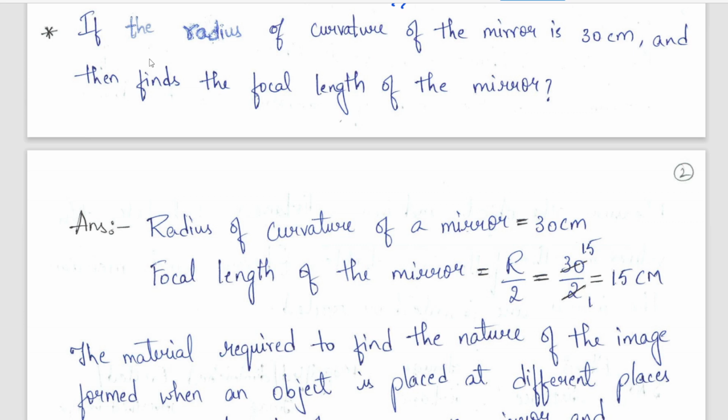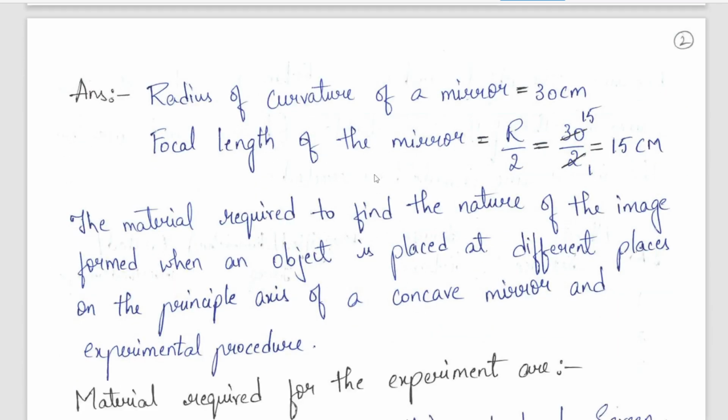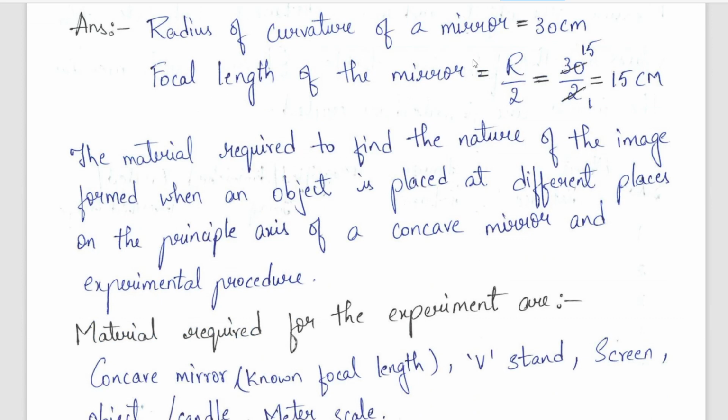Let me read out the question for you. If the radius of curvature of a mirror is 30 centimeters, then find the focal length of the mirror. So he has given us the radius of curvature of the mirror, right? It is 30 centimeters. So firstly we will write the radius of curvature of a mirror is 30 centimeters. Then we know the formula for the focal length, right? Focal length of a mirror equals r by 2. It is half of the radius of curvature.